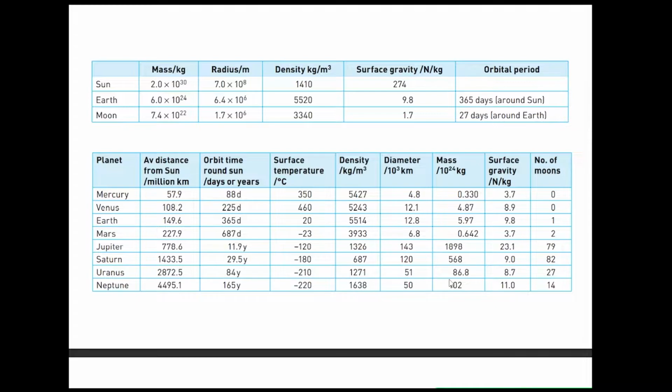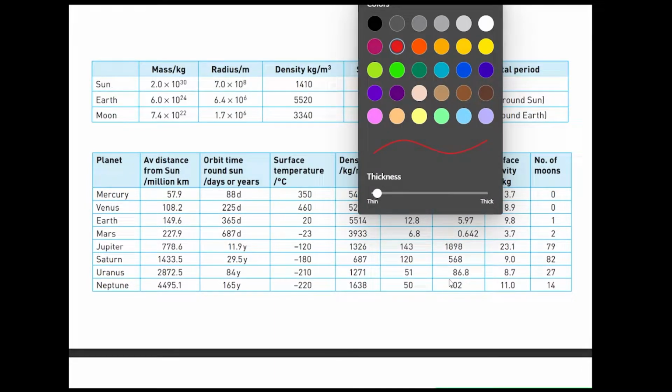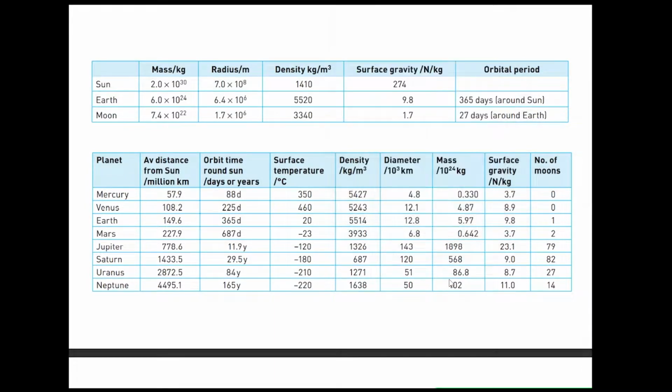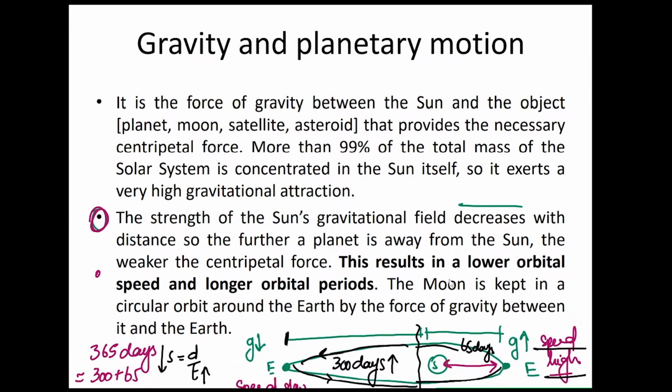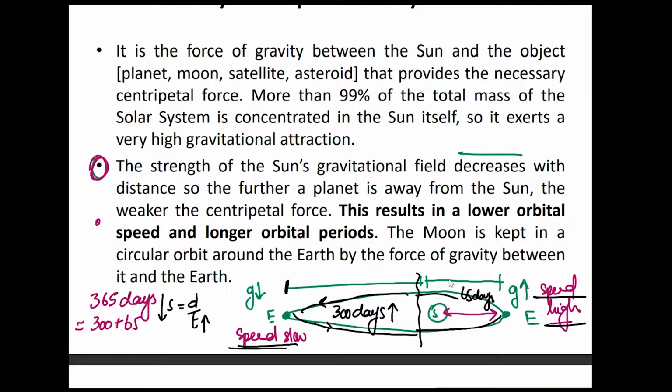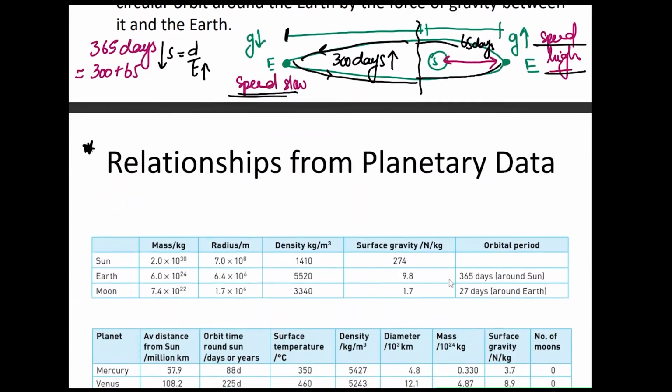Look at Mercury. Mercury is very close to the Sun in comparison to the rest of the planets. It is the closest one, so it takes approximately 88 days. Its orbital speed would be quite high because it is closer to the stronger gravitational field. We discussed this point yesterday in the previous lesson: if you are closer to the Sun, you will be moving faster, and if you are away from the Sun, you will be moving slower. And this results in a lower orbital speed and a longer orbital period. That is what we concluded yesterday, right?